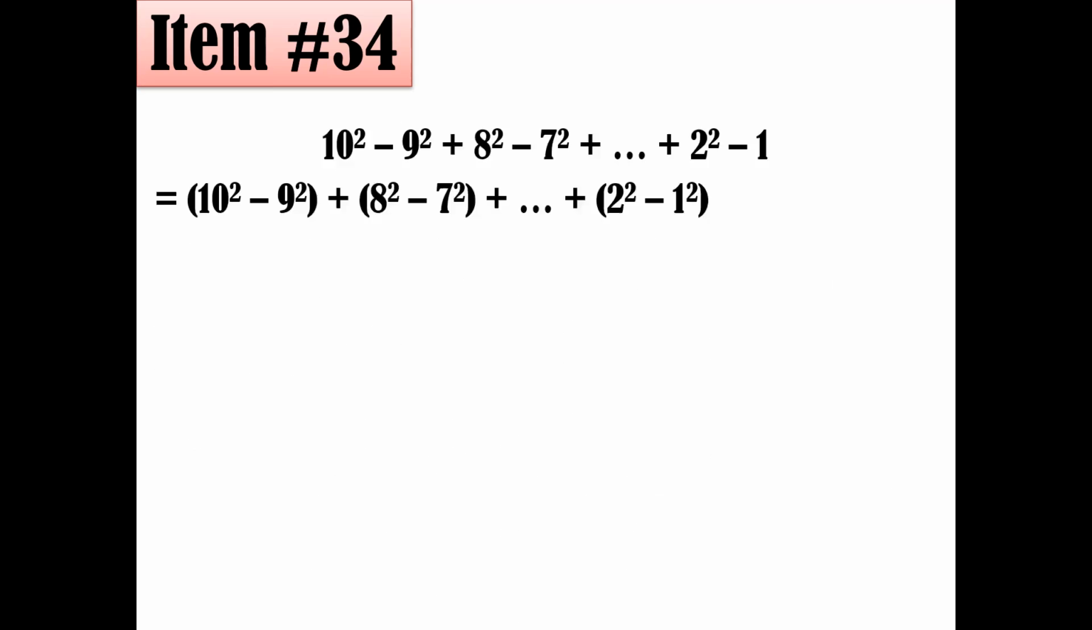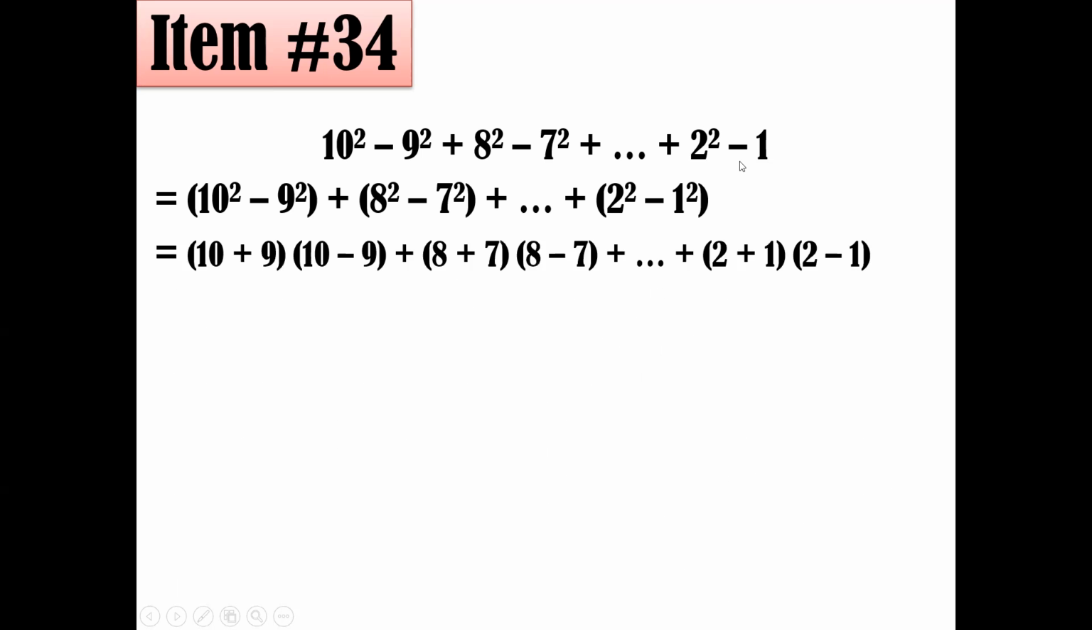So if we use a similar context, if we will be pairing them like this. So ito, I group them. The next two terms, group them. The next pair, the fourth pair, all the way until the last pair, group po natin. Magiging ito po yung itsura niya. 10 plus 9 times 10 minus 9. 8 plus 7 times 8 minus 7. Plus all the way until 2 plus 1 times 2 minus 1.